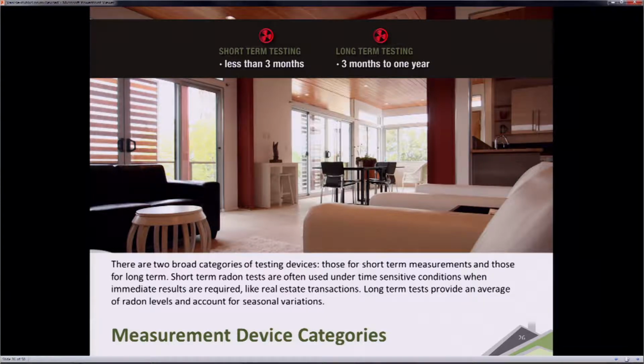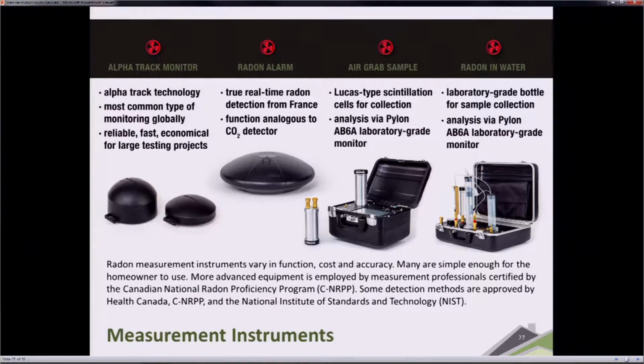There have been some technological advancements since then in detection technology, so there may be a day where they'll soften their position and welcome short-term testing as well. But I'll walk you through both scenarios right now. This is the device that you guys used to test. This is called an alpha tracker, and as I said earlier, it's a 91 to 365 day test.